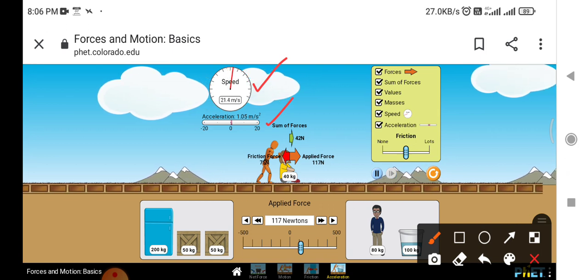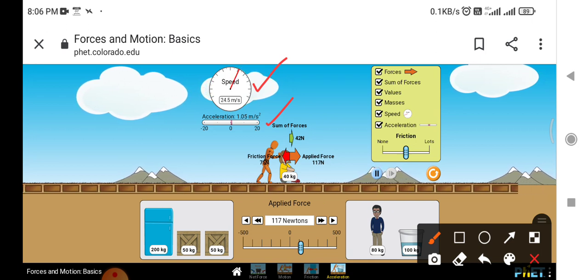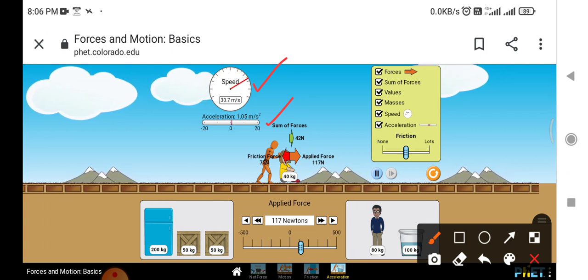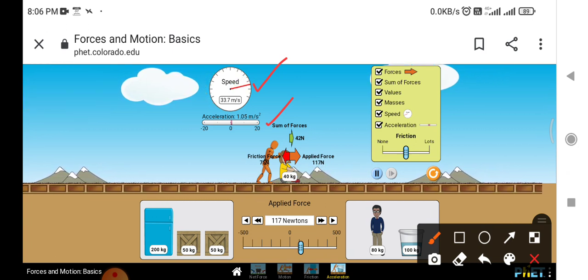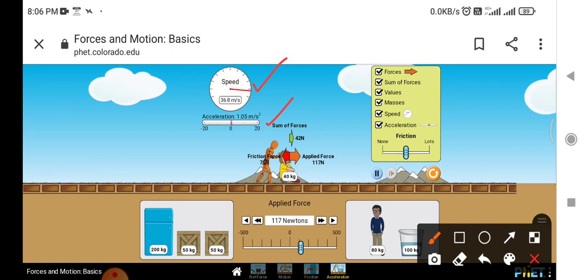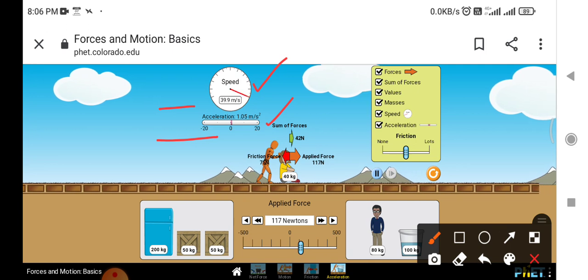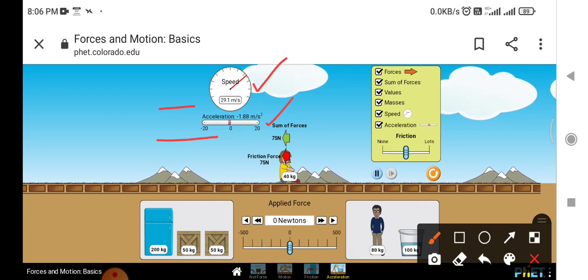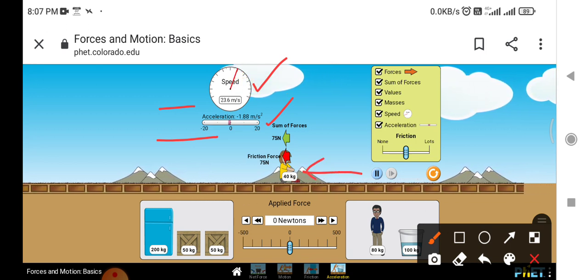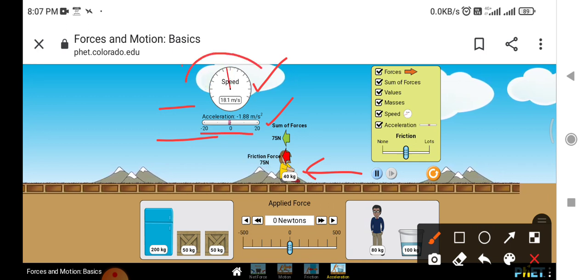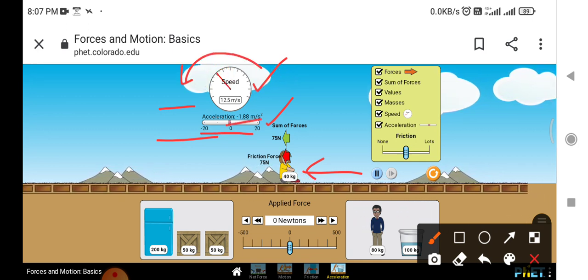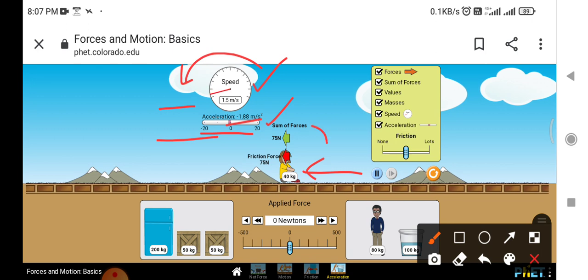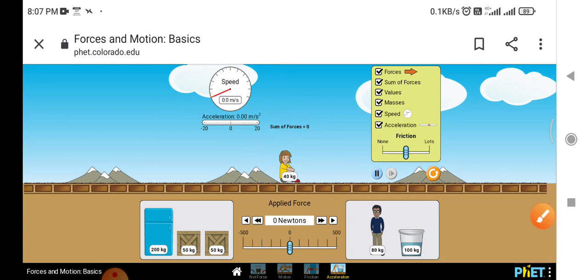After reaching a certain distance, the applied force value is decreased and the frictional force value is increased. So the object moves in the opposite direction. See the speedometer and acceleration values here. When the object moves in the opposite direction, the acceleration will be in the negative direction, minus 1.88 meters per second squared. After some time, the object will stop due to the frictional force.